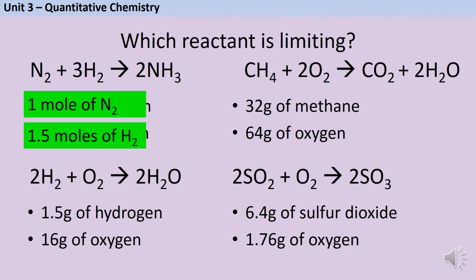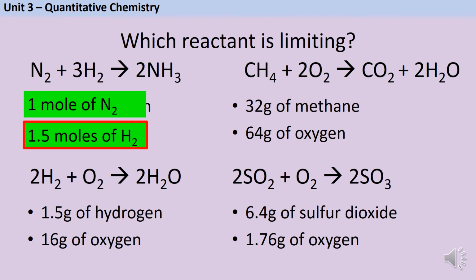Now this is where it gets a little bit tricky, because you might be looking at those numbers and thinking, well, surely the nitrogen is limiting because there's less nitrogen. However, we need to use those coefficients in the symbol equation and remember that 1 mole of nitrogen needs 3 moles of hydrogen to react with. So actually, even though there's more hydrogen, there isn't 3 times more hydrogen. So it's actually the hydrogen that's limiting.